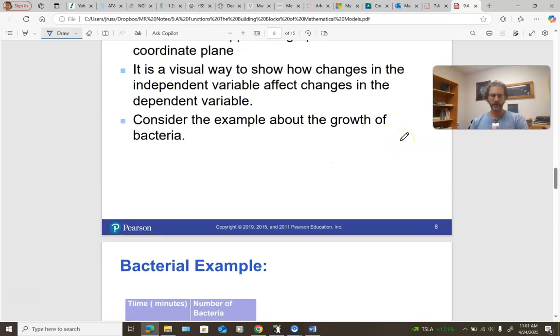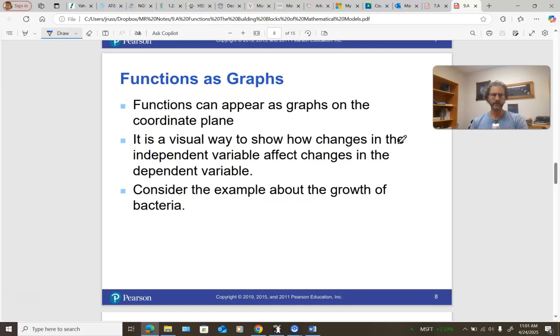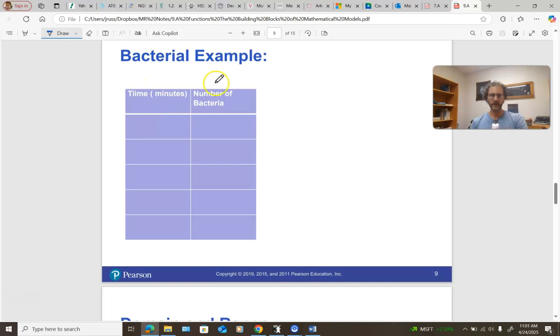Okay. And we had basically got down here where it says consider the example about the growth of bacteria. And so we've got a table. So we're going to use a table to show this relationship between, we've got two variables here. Our independent variable is going to be time. This is sort of like our values for x. And then our dependent variable is going to be the actual number of bacteria.